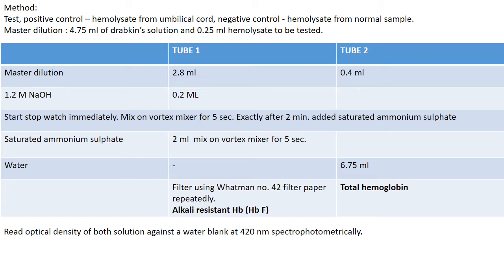Coming on to the method. You have to keep in mind that the test is done at room temperature or at a temperature of 20 degrees centigrade. With each test sample you have to run a positive control as well as a negative control, as in case of any other test we do. So here I am going to give only the test. Alongside you will be running a positive control, which is made using a known raised HbF sample.